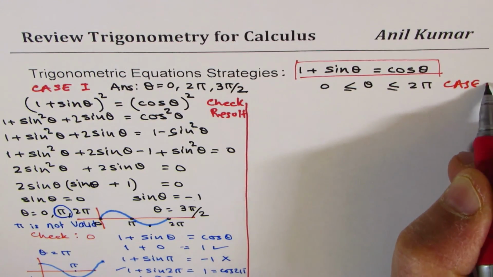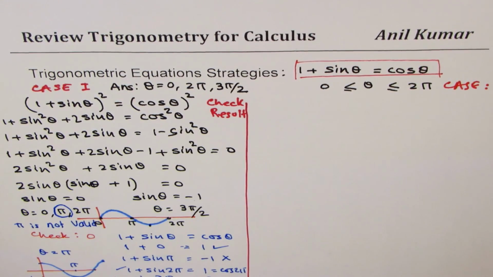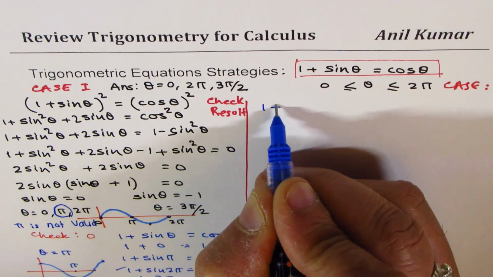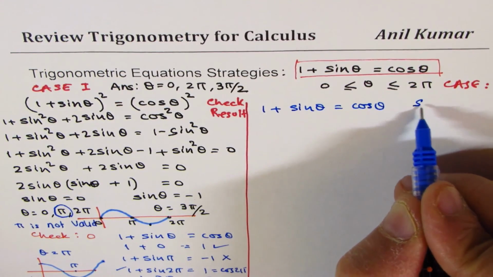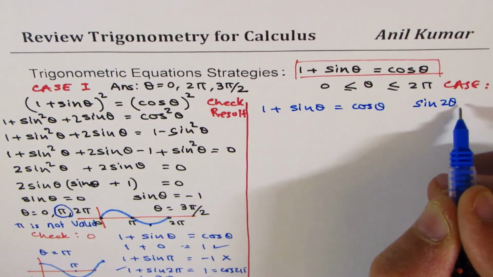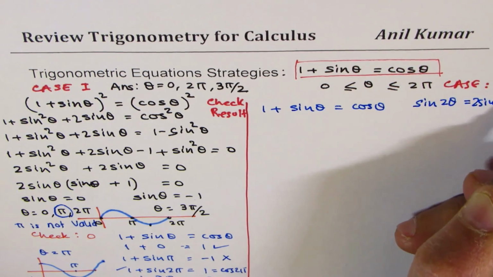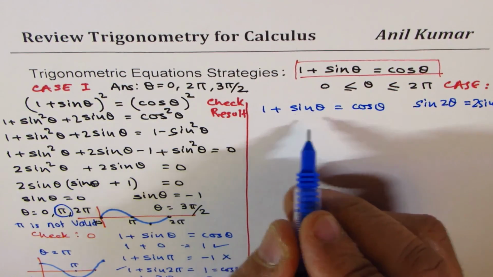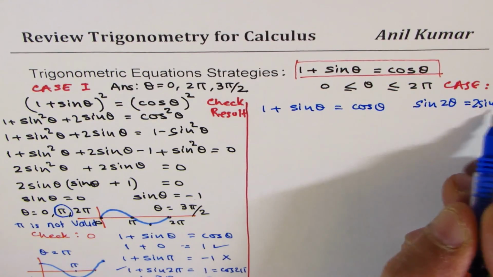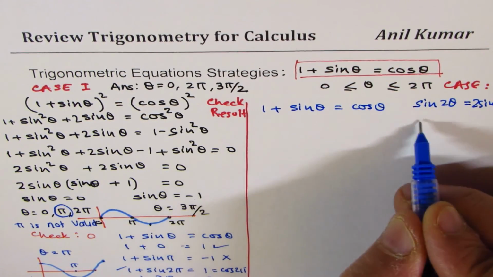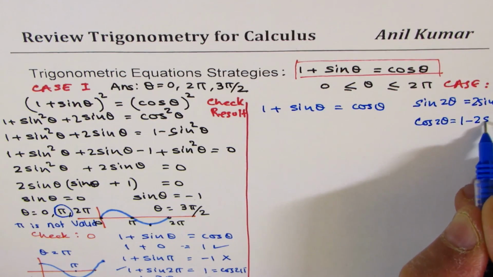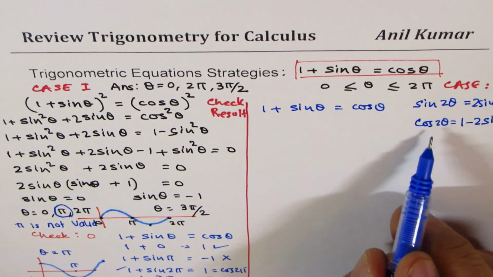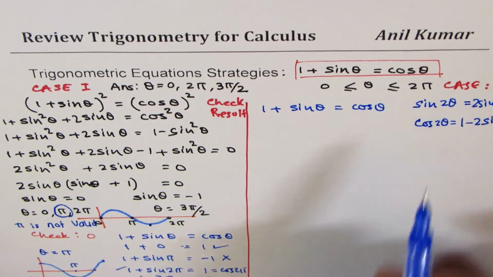Case 2. In case 2, we will write these terms in terms of half angle, right? So we have the equation 1 plus sine theta equals cos theta. We know that sine 2 theta could be written as 2 sine theta cos theta, right? So I could replace using half angle formulas. Similarly, cos 2 theta could be written, in terms of sine, as 1 minus 2 sine squared theta, right? So these values I could write in terms of theta.